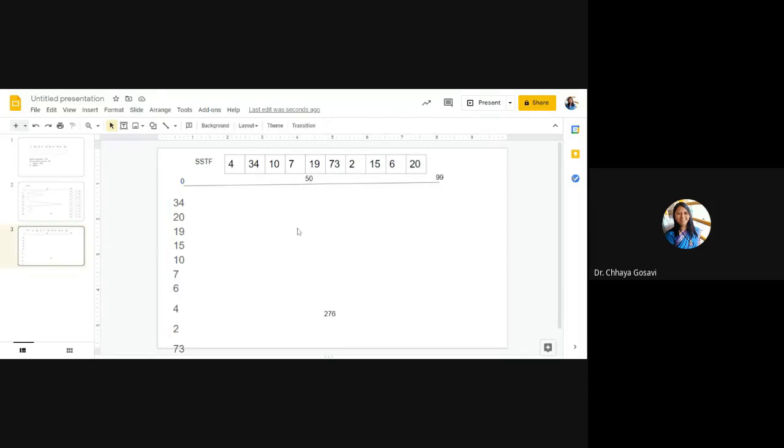So you have to calculate distance traveled by read write head. Again, head will move like this. 50 to 34, 34 to 20, 20 to 19, then 19 to 15, 15 to 10, 10 to 7, 7 to 6, then 4, then 2, and from 2 it will move to 73.